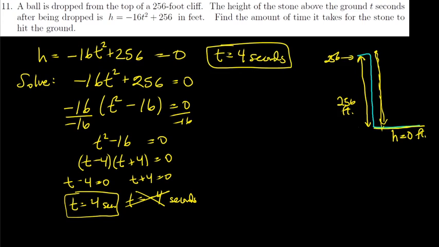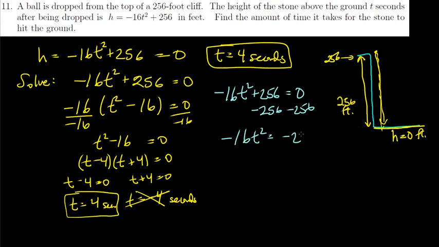It turns out that you could have also done this by the square root method, right? At the time we learned about this problem, way back in chapter 6, I believe, we didn't know about the square root method because that's chapter 11, and we went in order. But using the square root method, just subtract the 256 from both sides, and you get negative 16t squared equals negative 256. Divide by negative 16 on both sides, and you get t squared equals 16.